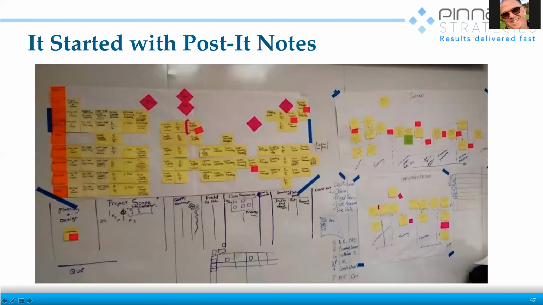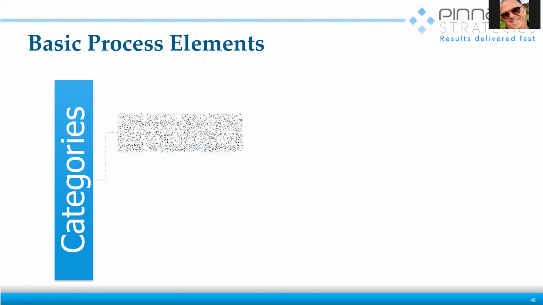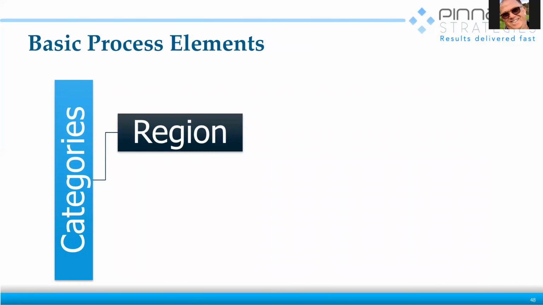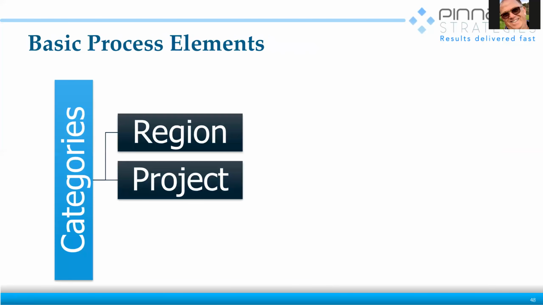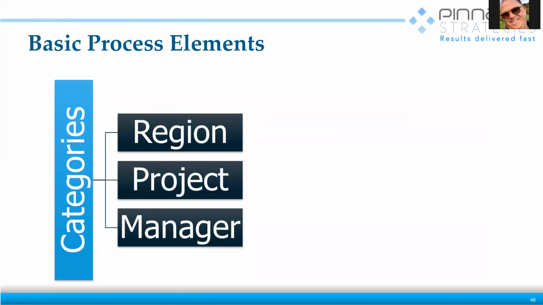And you can see already that his categories of work are emerging. So he's starting planning, design, scoping, QAPP, field work, data processing, and so forth. And he's got these various Post-it notes that are describing the activity. What are the inputs? What are the outputs? Now, in this case, the categories of work were by region. It was a multinational organization. So they had Asia Pacific, Middle East, Europe, Americas. They had projects and they had managers. And those were the three main categories of work that they were managing.